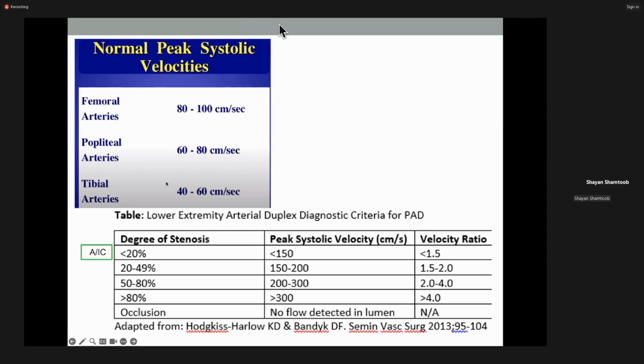50 to 80% occlusion. Exactly. 50 to 80% of occlusion. That's how you read it. Any questions about that, anyone?